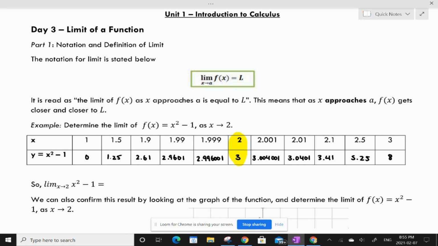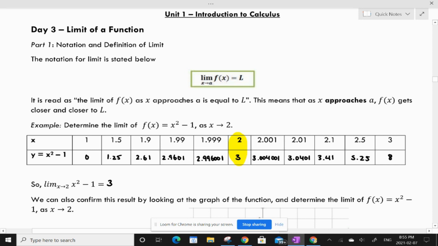If I take a look at my table, I know that when x is equal to 2, my function equals 3. But I want you to notice on the left-hand side, in other words, as my x values are getting closer to 2 from the left-hand side, the number is also getting very close to 3. Same thing with my right-hand side. My x values are getting closer and closer to 2, and my y values are also getting closer and closer to 3, which means that the limit as x approaches 2 for x squared minus 1 is 3.